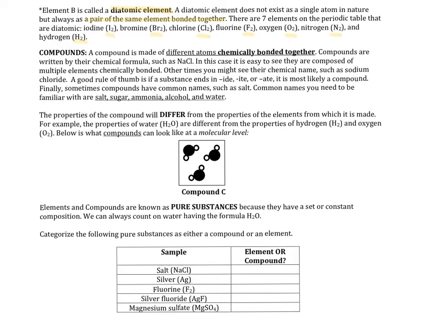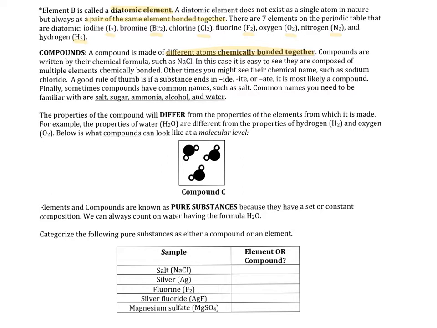So another way to classify our matter would be with compounds. And compounds are actually a combination of different elements that are chemically bonded together. So they're actually stuck together. Compounds are oftentimes written by their chemical formula, so something like NaCl. You can see that I've got 2 different elements. I've got Na and I've got Cl, and they're stuck together.